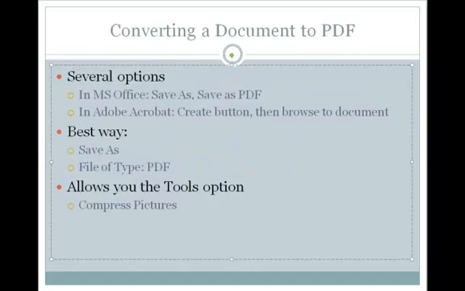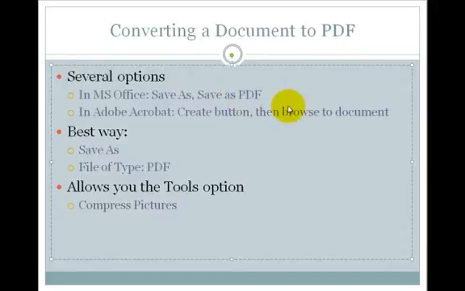First things first, how to convert a document to PDF. There are a couple of options in MS Office, whether that's PowerPoint or Word or Excel. You have the Save As command. You also have the Save As PDF command. We'll talk about a minor difference between these two commands in just a second. You can also go into Adobe Acrobat, click the Create button, and then browse to the document you want to convert to a PDF.